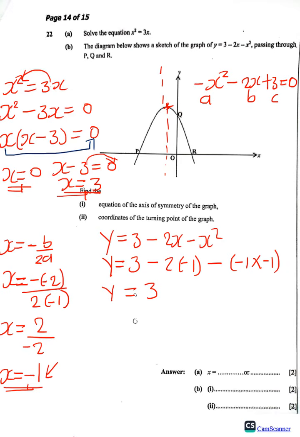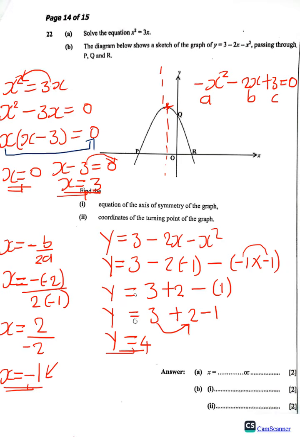So negative 2 times negative 1 is positive 2, minus negative 1 times negative 1, that's positive 1. So negative times 1 is negative 1. 2 plus 3 is 5, minus 1 is 4. So the coordinates of the turning point is negative 1, 4. And it's making sense.